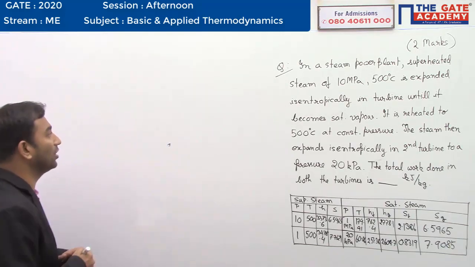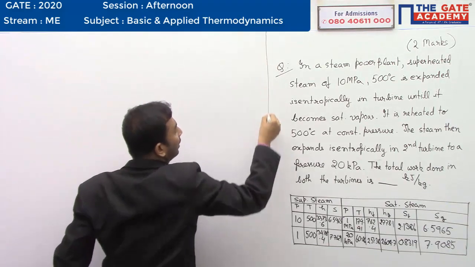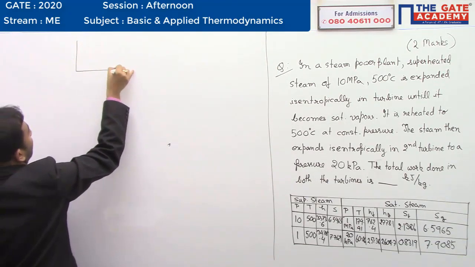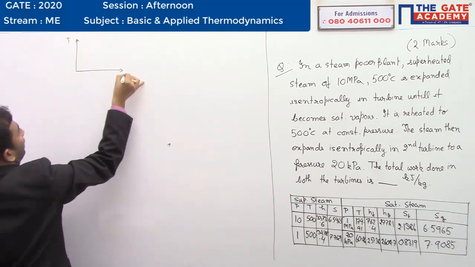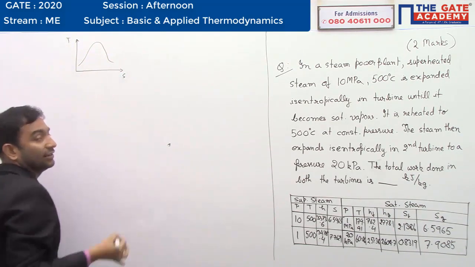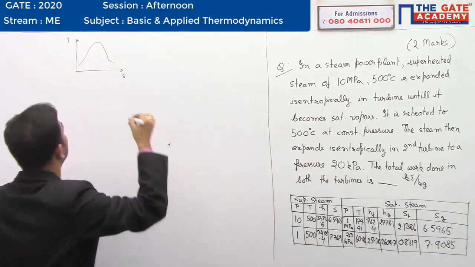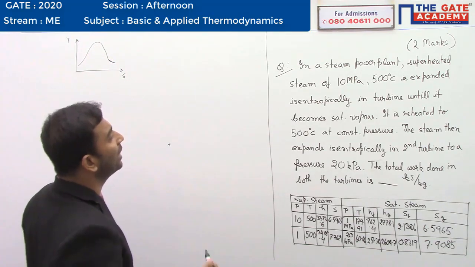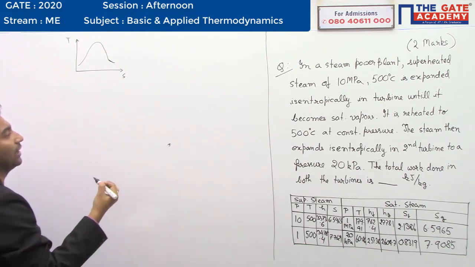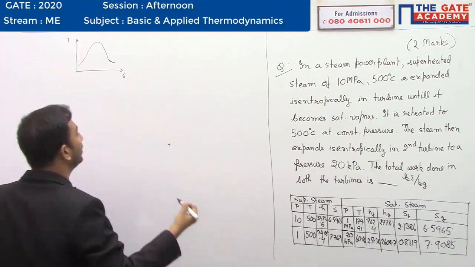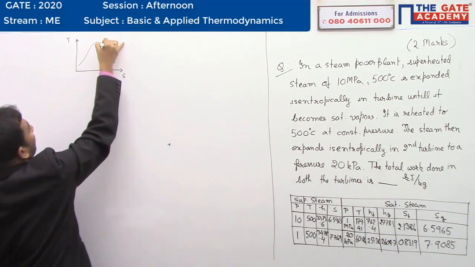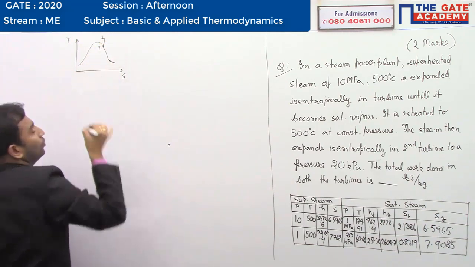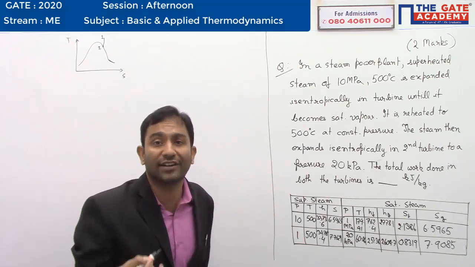First of all, I'll draw the TS diagram, which will be very helpful for me to visualize what is going on. Very good. This is TS, and here this is your steam dome that we have. Fine. So in the first case, what is happening? Superheated steam at a high pressure, that is 10 megapascal and 500 degrees centigrade, is expanded until it becomes saturated. Fine. This is point 1, and here we have point 2 where it is just saturated steam.